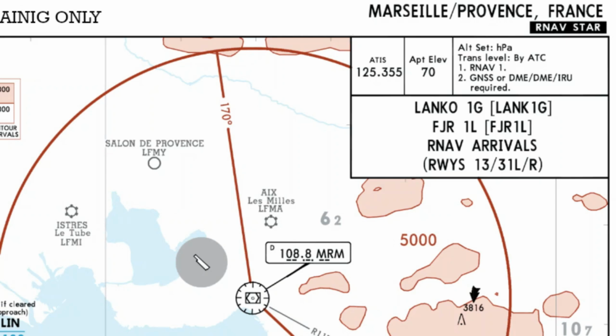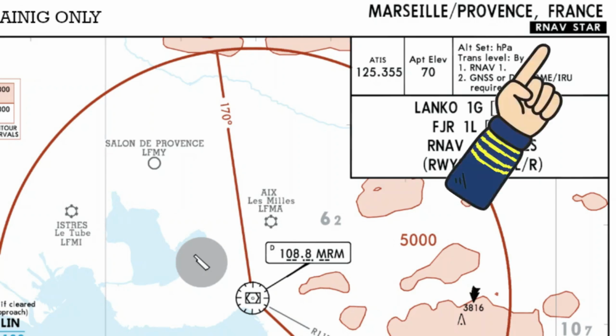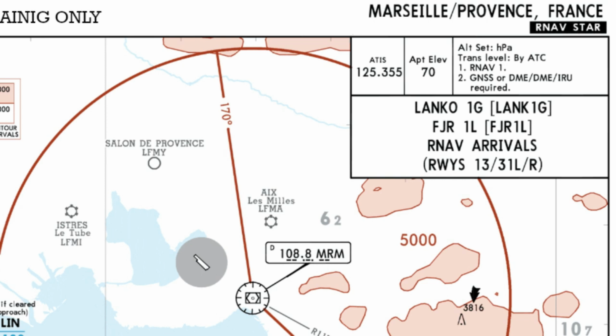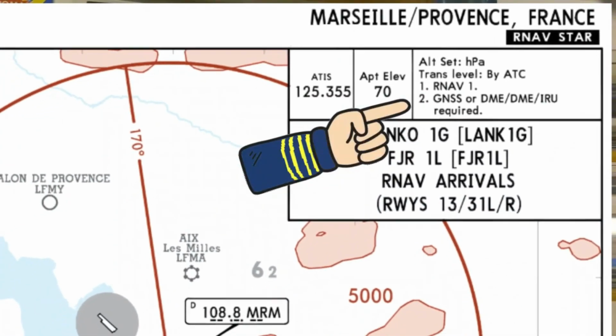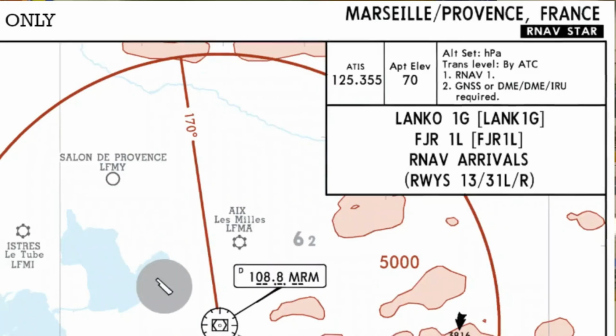This is a standard arrival, and once again it is an RNAV standard arrival from Marseille, as seen in the black box RNAV STAR. This time I can see in the note that the RNAV is given by RNAV 1, the GNSS, the DME, or the Inertial Reference Unit. So in this case, if I have an Inertial Reference Unit only, I can still fly the RNAV standard arrival.